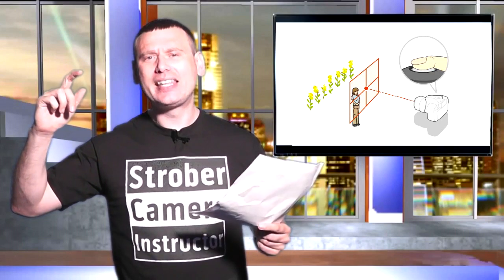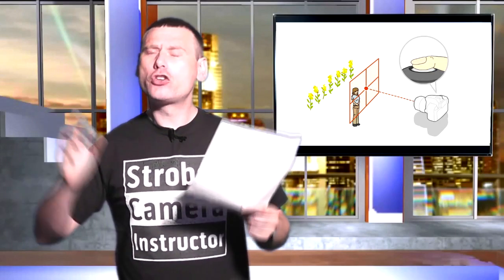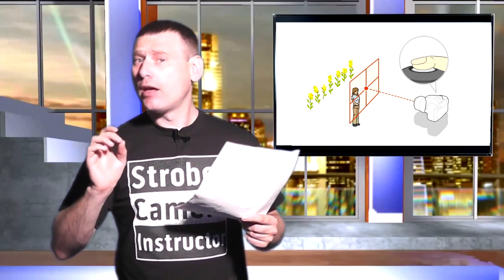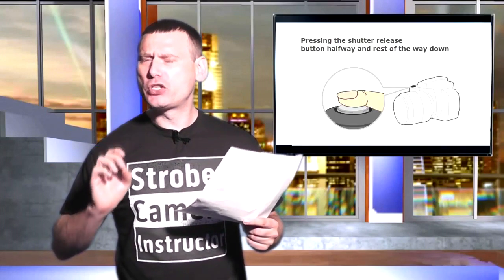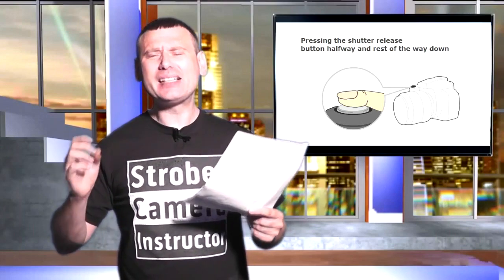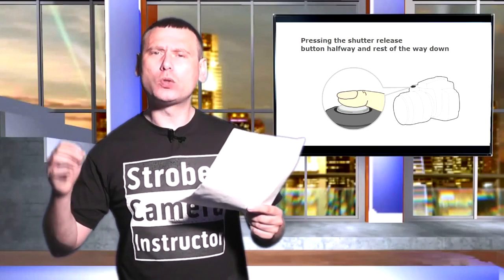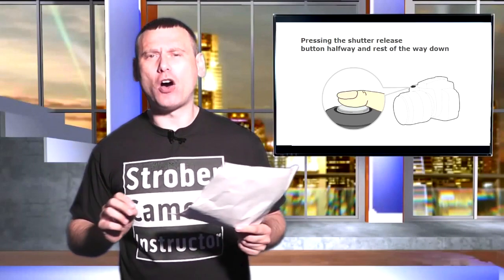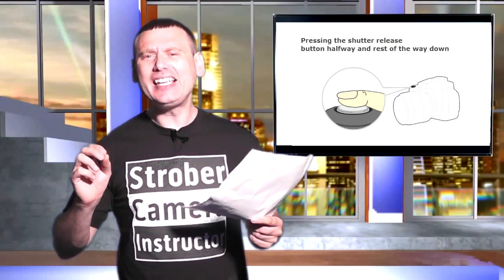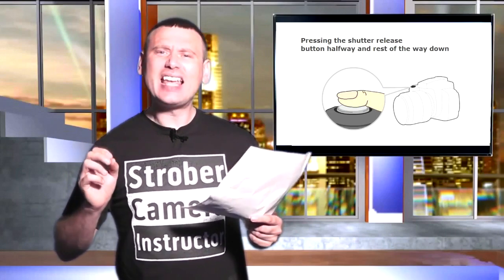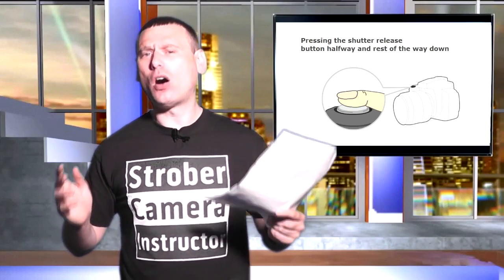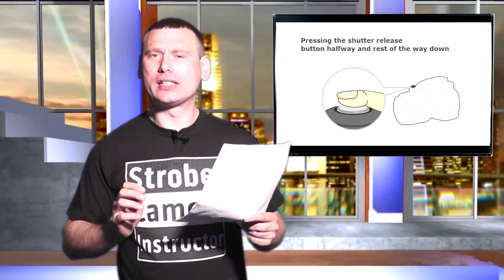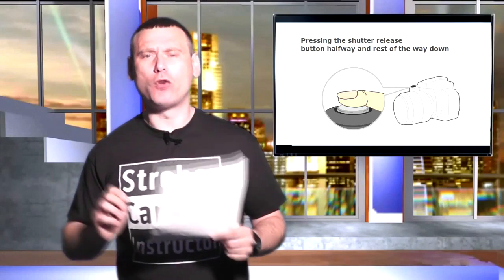When you fully depress the shutter release button, you should now see a nice, sharp, in focus photograph of your subject. So that is the basic principle of how autofocus works. But there actually are two types of autofocus. We have single autofocus and continuous autofocus. So what is the difference between single autofocus and continuous autofocus?